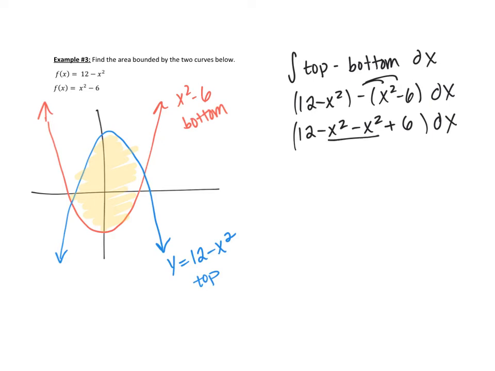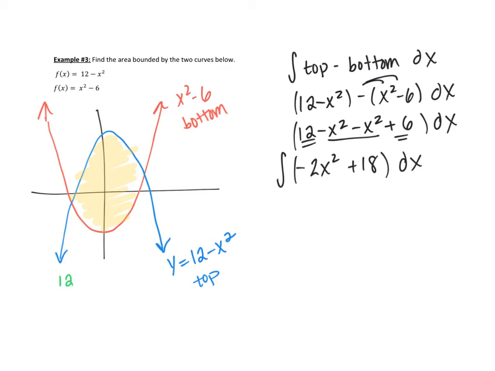Negative x squared minus x squared is negative 2x squared. 12 plus 6 is 18. And I want to find the integral over some x values. So how do I find those? Some of you may have used the calculator to find those x values. My graph may be very off, and that's okay. But I'm just going to use algebra now to find those intersections.